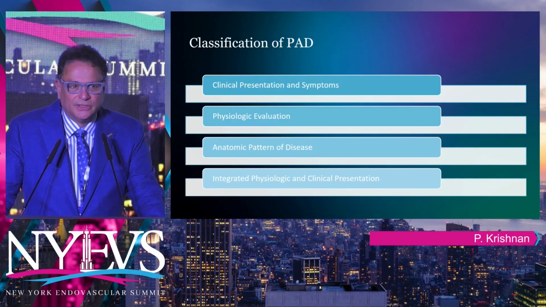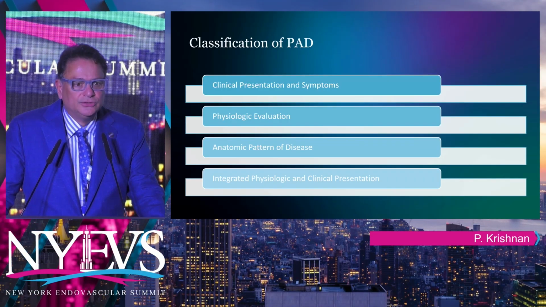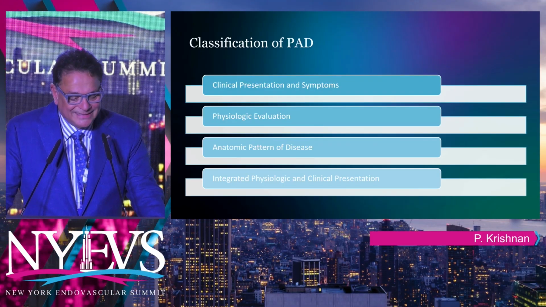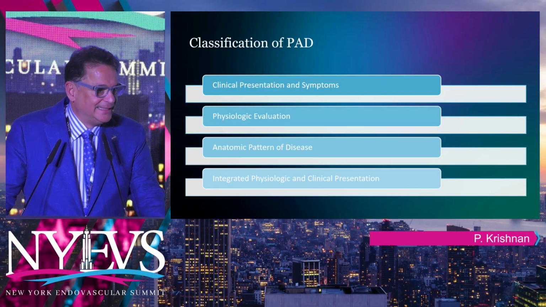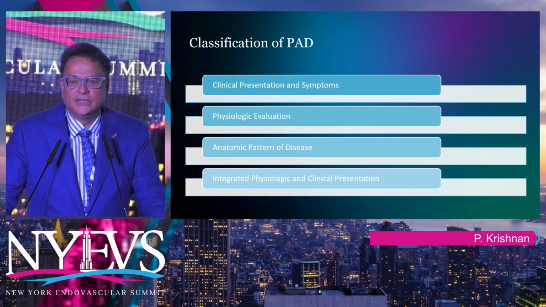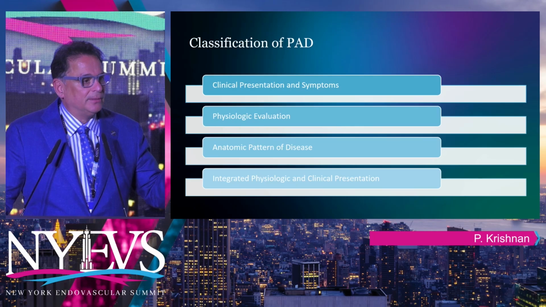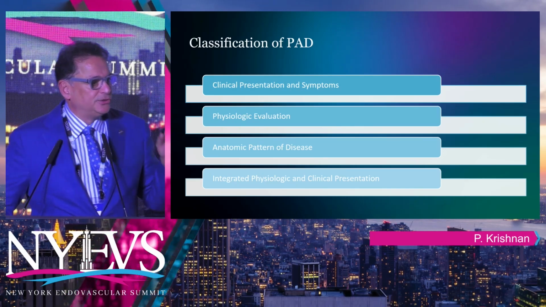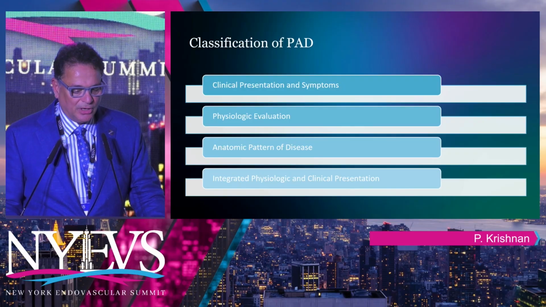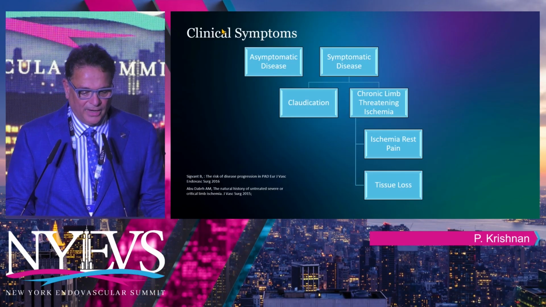So one is, what is the clinical presentation and symptoms? Two is, what is the physiologic evaluation of this patient? Three is, what is the anatomic pattern of the disease that you're dealing with? And then you want to integrate both the physiology and the clinical classification into a system that's able to communicate to whoever you're talking to about what the status of the patient is. So I want you to actually think about it that way, right?